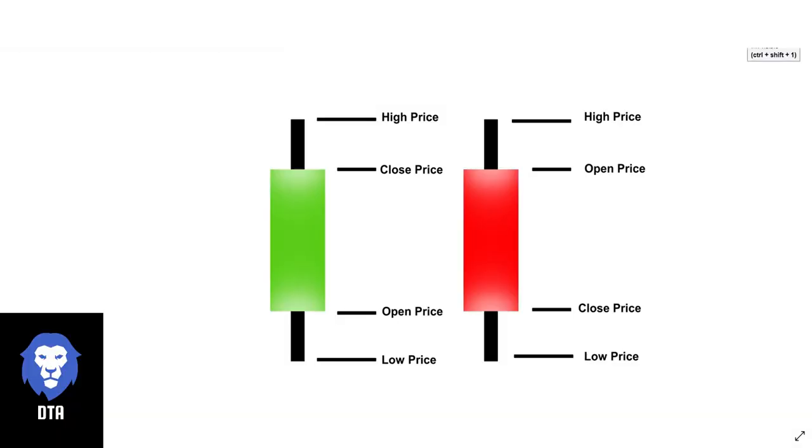So right here, guys, we have a green candle. Remember, the market goes up and it prints a green candle. So this is where it opened right here. This is where it closed. And this is the high and the low. All right. Now it's the opposite when it comes to red candles. When the market goes down, you will see a red candle. This is the open. This is the close. This is the low and the high.